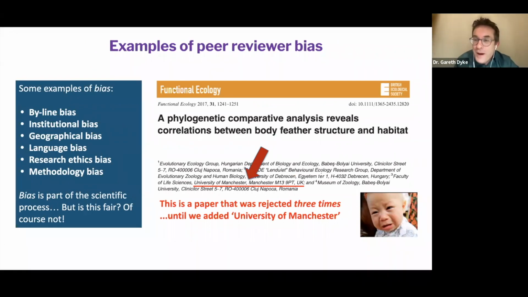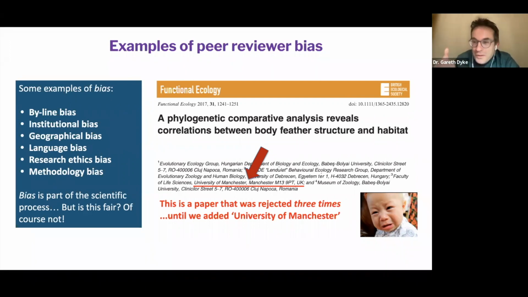Here's an example of a paper that I was an author on. It got rejected 3 times, authors in Hungary and Romania, until we added an author from the University of Manchester in the UK. And of course, the paper then got accepted when we sent it back again. So people look at your country of origin. People look at your university. They make decisions about the quality of the work based on those incorrect assumptions.